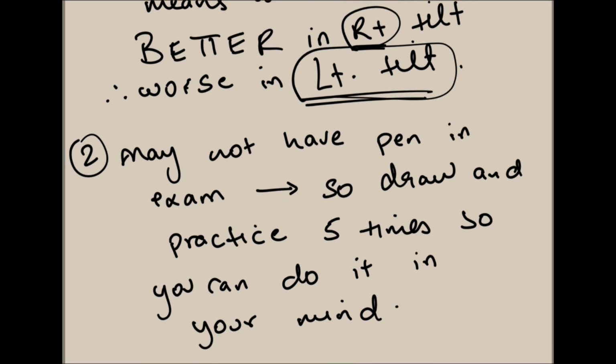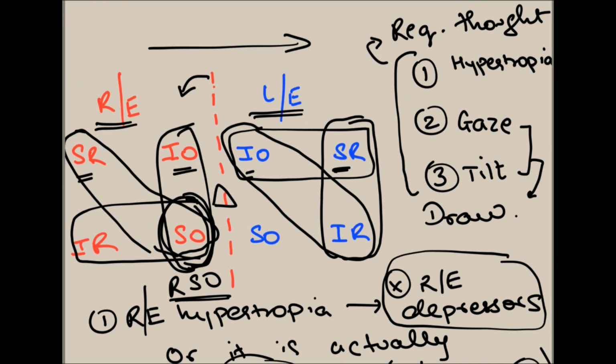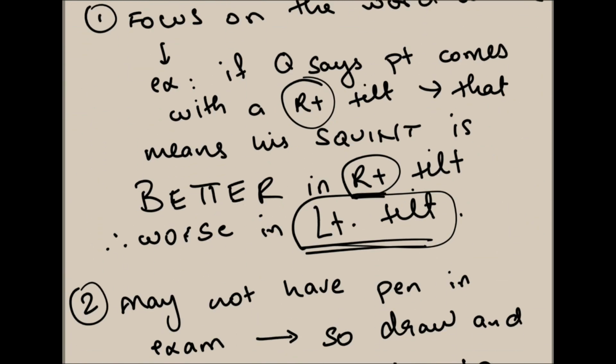And you may not have a pen in the exam, like in the recent NEET we did not get a pen for the exam. So you have to practice drawing this grid and the lines at least 5 times, I'd say, or maybe more, however much time it takes for you to solve this question in your head without using a pen and paper. So note the position of how I have put the muscles in the grid, and then just draw lines in your mind, and whichever muscle is encircled thrice is your paretic muscle. Thank you so much.